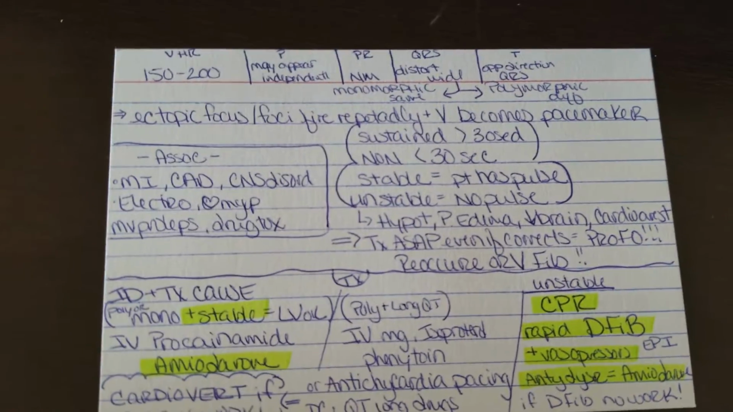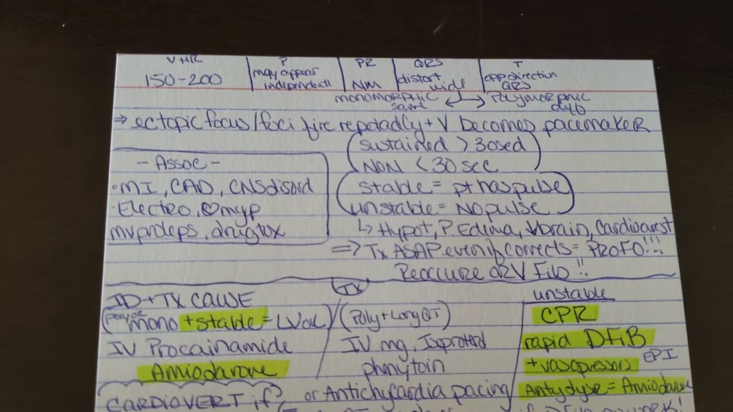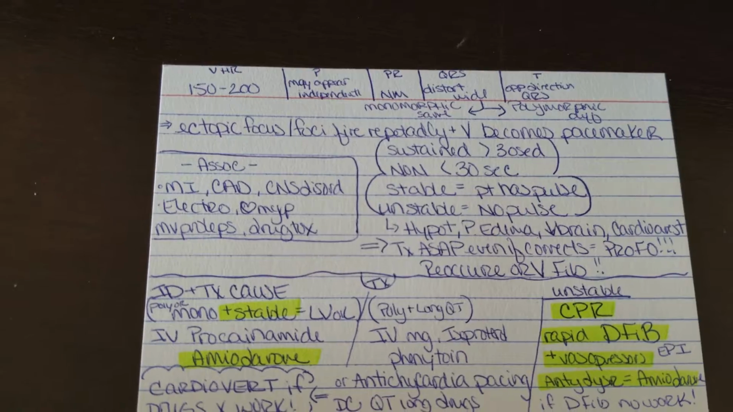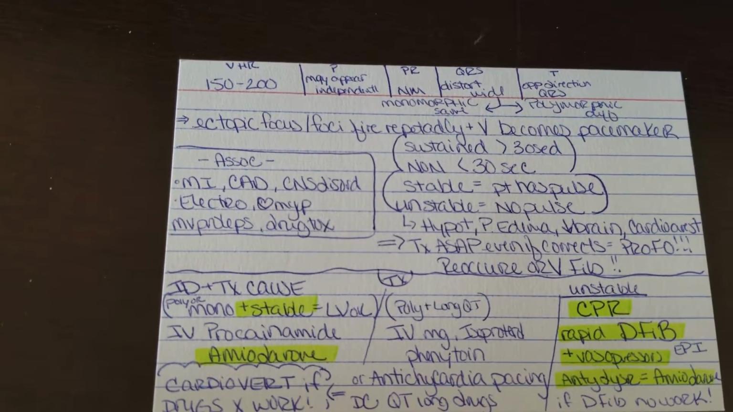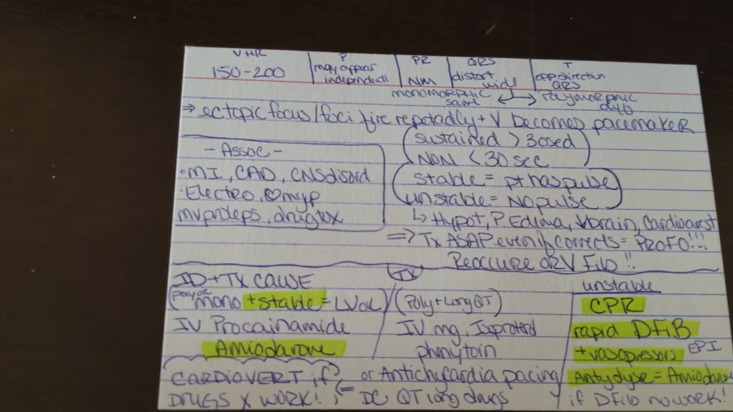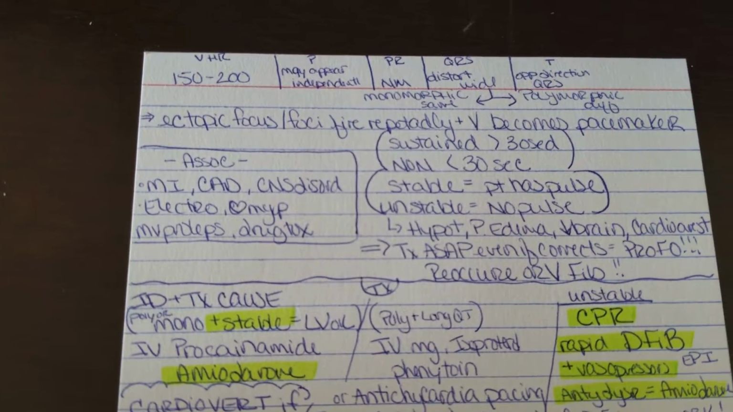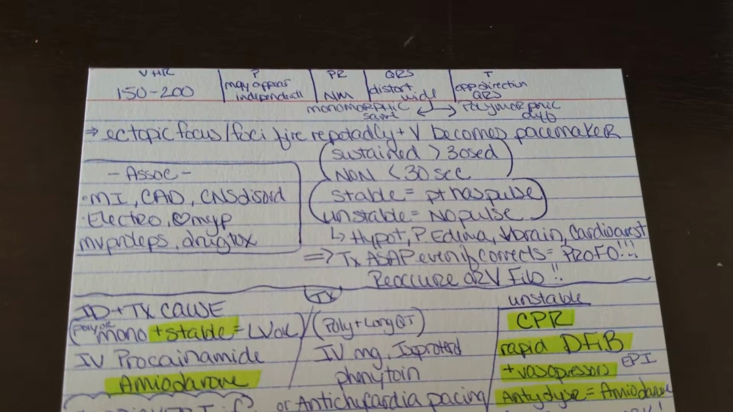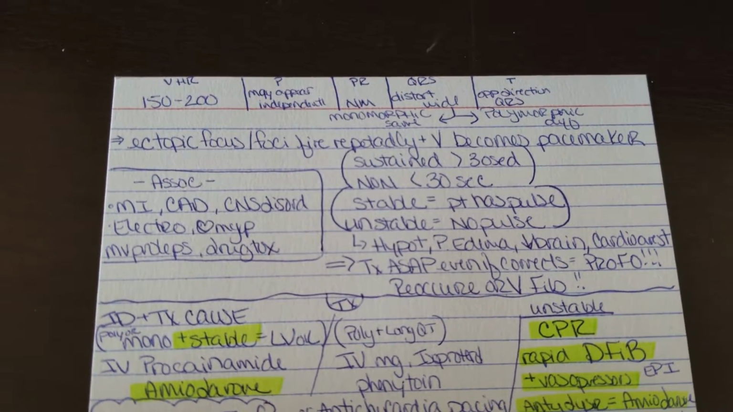All right, getting into VTAC. VTAC, you have a ventricular heart rate of 150 to 200. P wave may appear. PR is not measurable. QRS is typically wide and distorted. It's just a mess. So getting into some of the basics, it's an ectopic focus firing repeatedly, and the ventricle becomes the pacemaker.